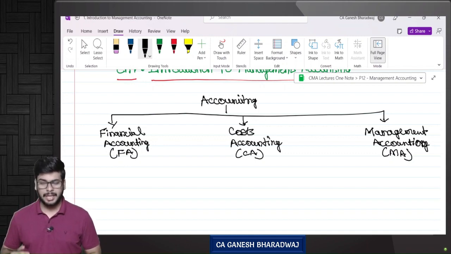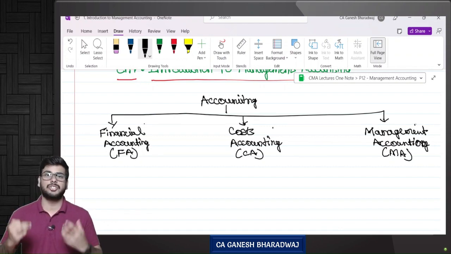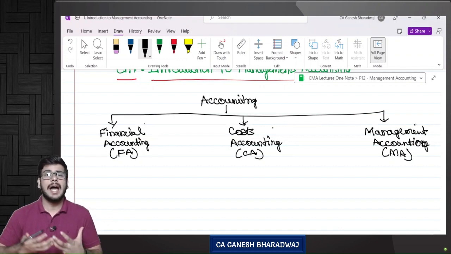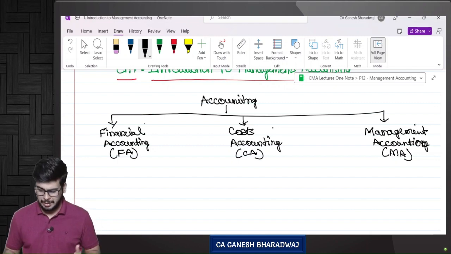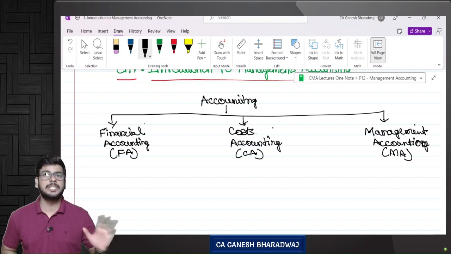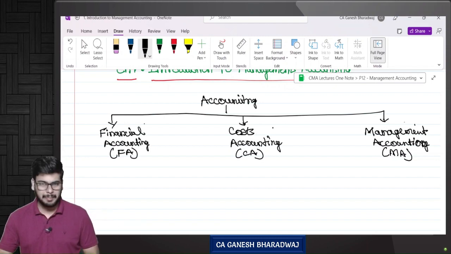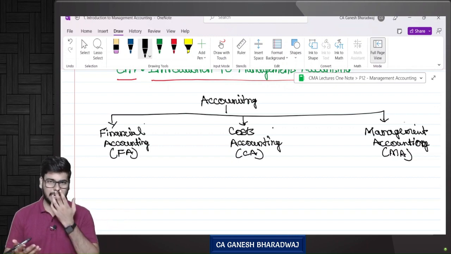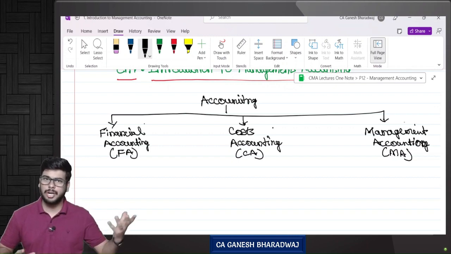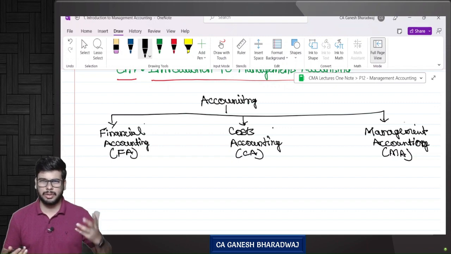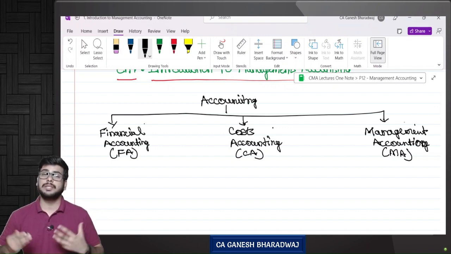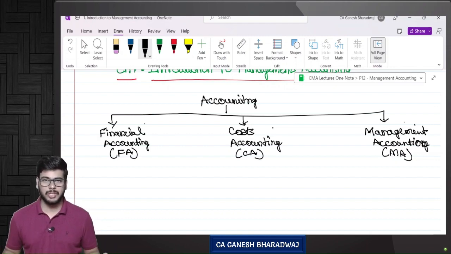In fact, in your CMA intermediate, all the 3 of these branches of accounting you will be studying as multiple papers. For example, cost accounting is paper 8. Paper 12 is management accounting. And yes, you also have a separate paper for financial accounting, so paper 2 or 3, I'm not very sure about it. You have a separate paper for that also, right? Fine. So you will be studying all the branches of accounting.